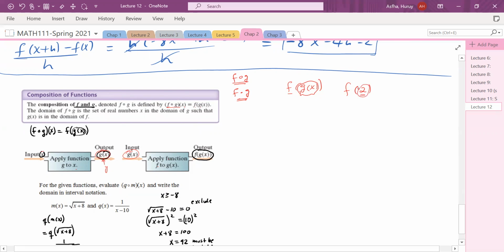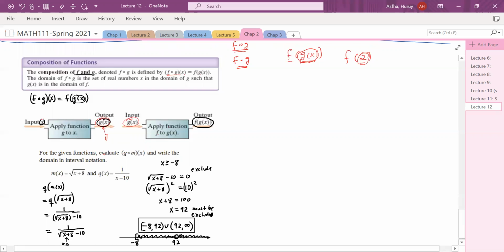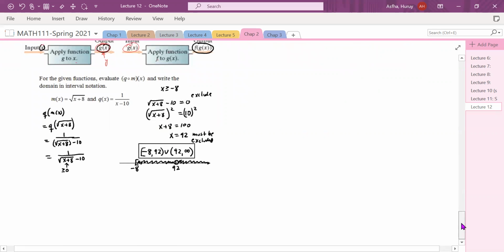Now, instead of evaluating f at a given number, we evaluate f at a given function g. And that's basically what's happening here. So the domain of f o g is the set of real numbers x in the domain of g, such that g of x is in the domain of f. And we will see how to find that one here. Okay. So it's easier to see it using an example.